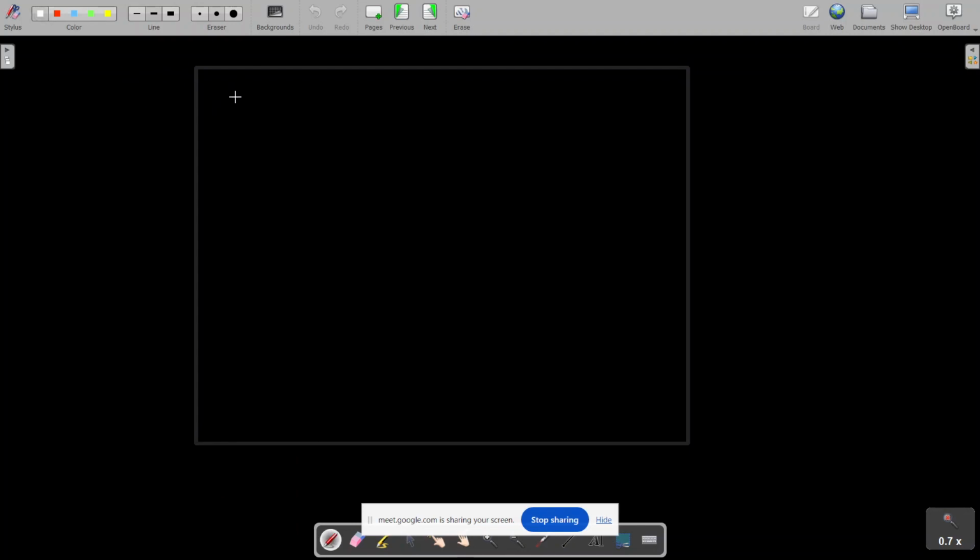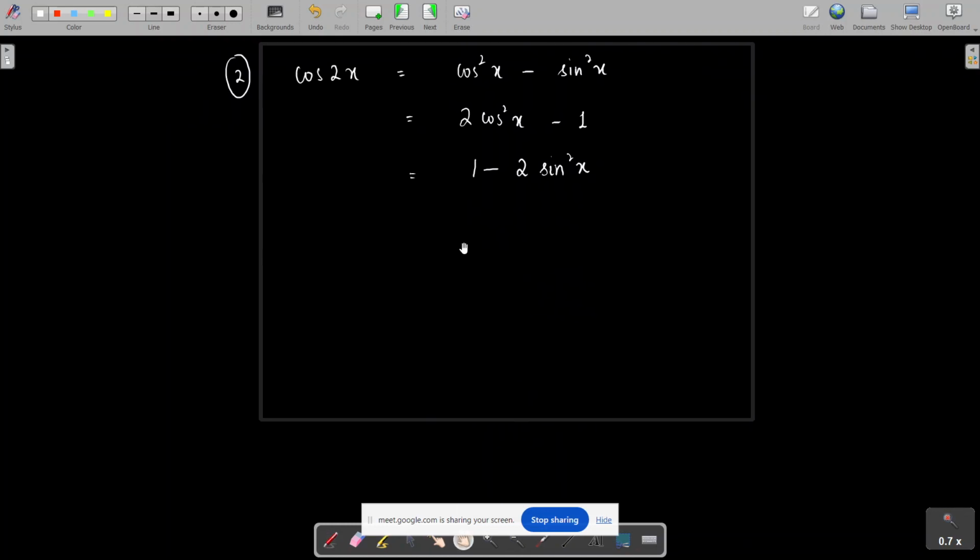Cosine of 2x is, first of all, cosine squared x minus sine squared x. Then it is also 2 times cosine squared x minus 1. And it is also 1 minus 2 times sine squared x. It has these 3 forms. Again, we will be using the compound angle identity. So this cosine of 2x, I will write as cosine of x plus x.